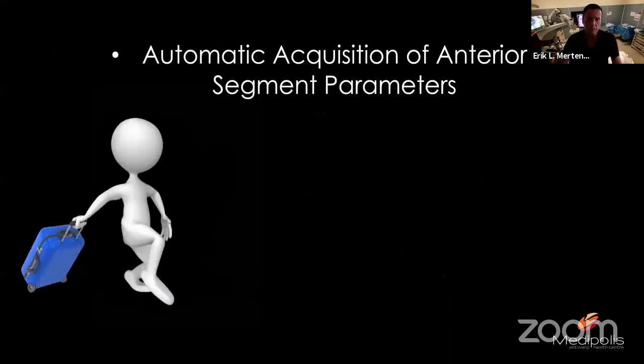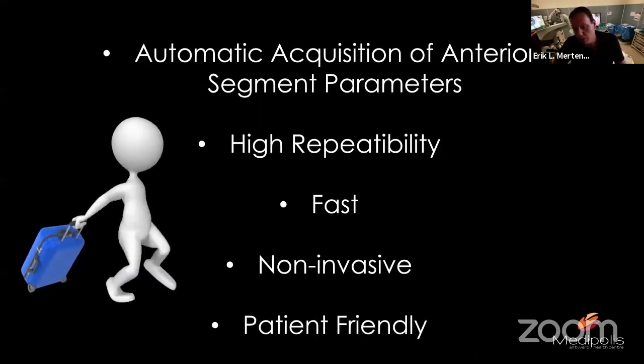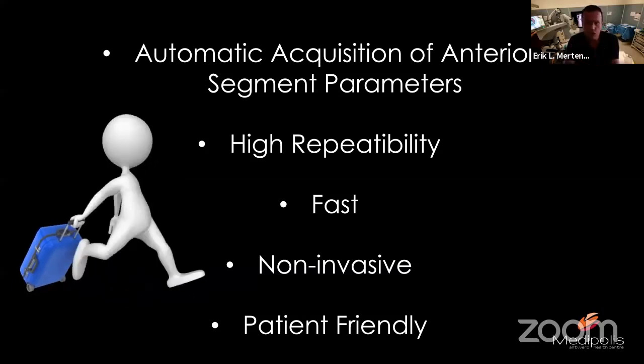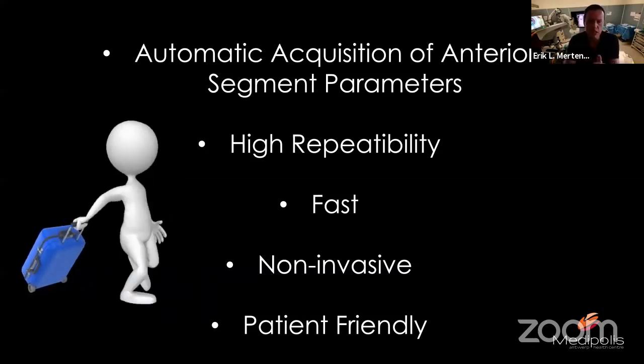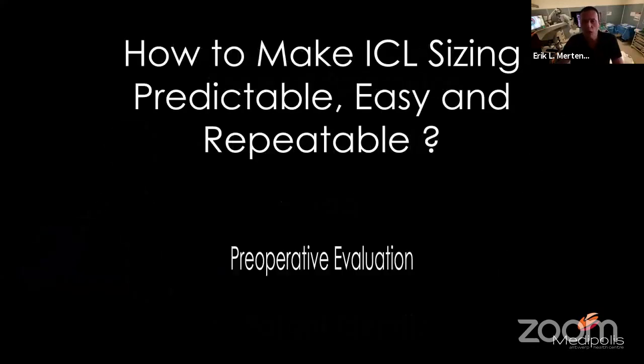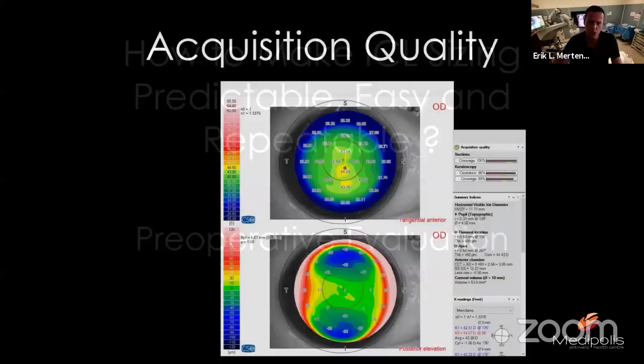Now, when we try to measure these parameters, we need to do it fast. We love to do it fast. It needs to have high repeatability, be non-invasive, so the patient's comfort is very important, and also be patient friendly. Now, how can we make ICL sizing more predictable, easier and repeatable? This is what we do preoperatively when we evaluate eyes for ICL implantation.